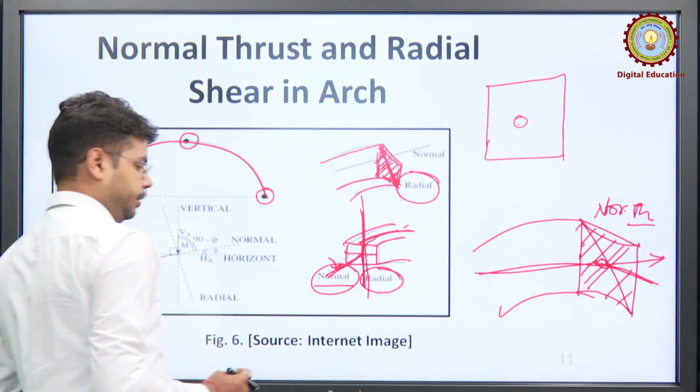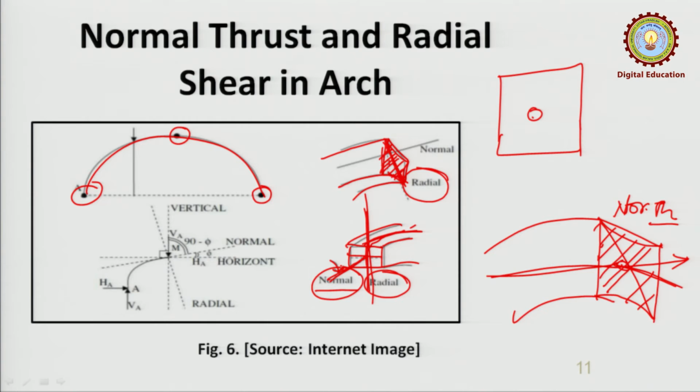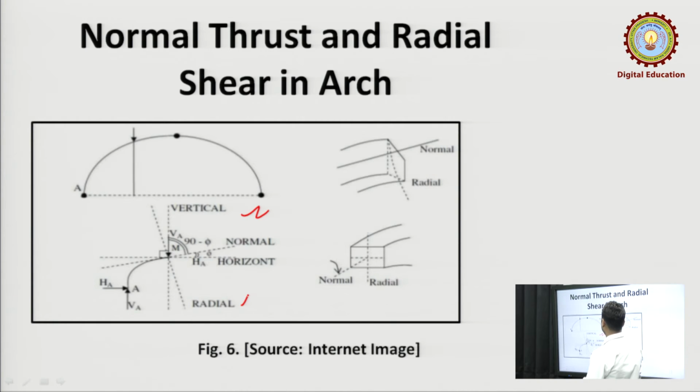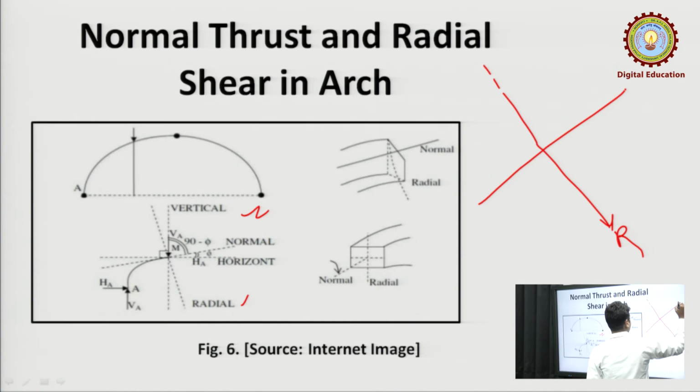Now we have to find a normal thrust and radial thrust. How can we calculate that? You can see this sphere, the radial shear is going like that. Okay, this is your radial. Now what is your normal thrust? This is your normal thrust going here.